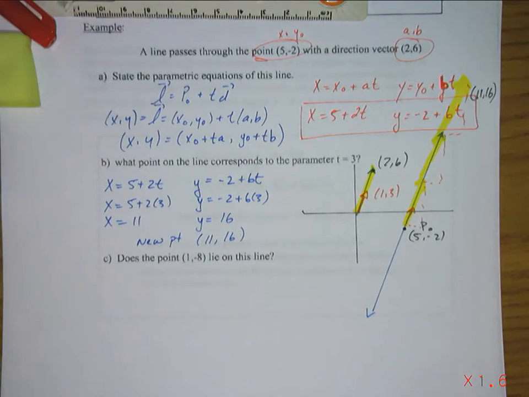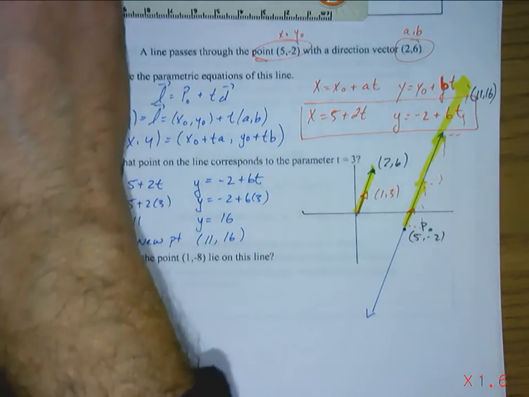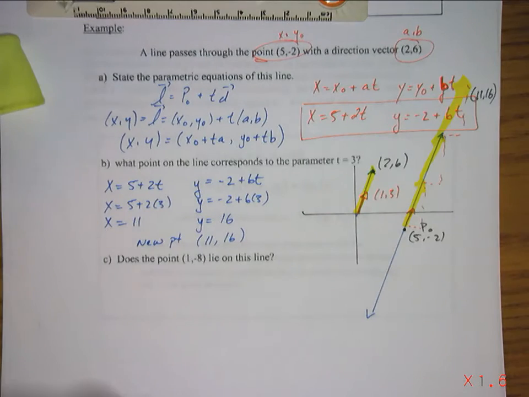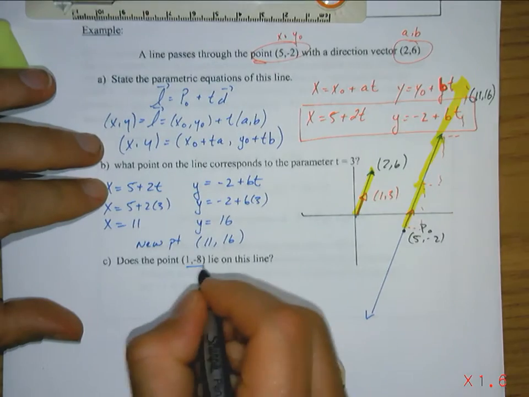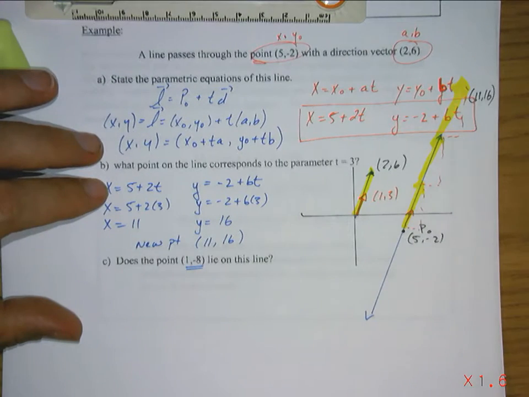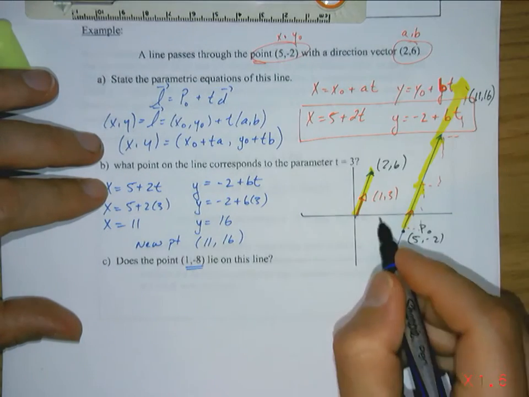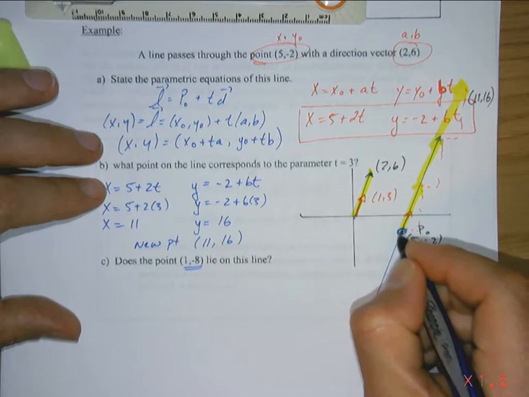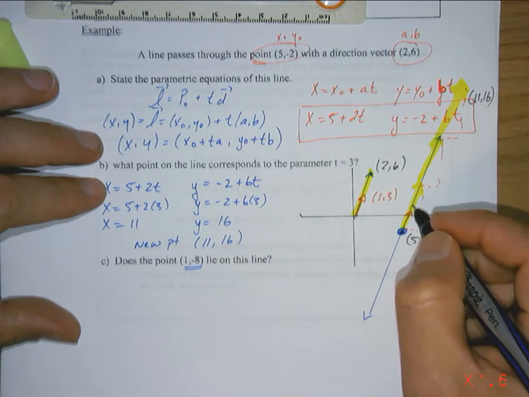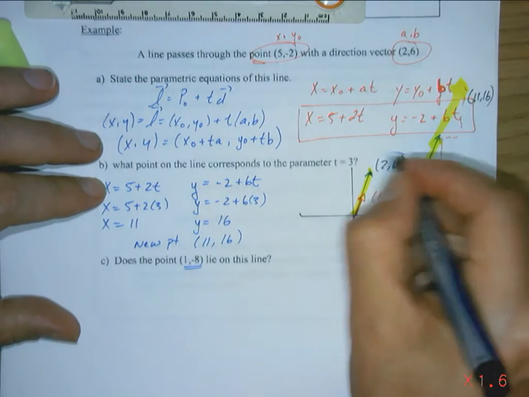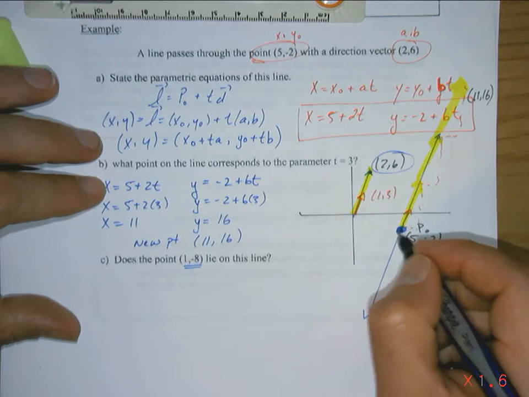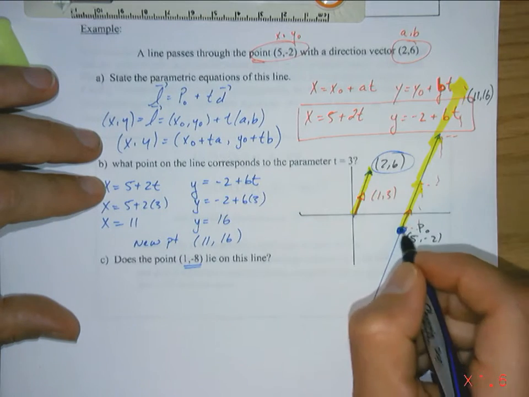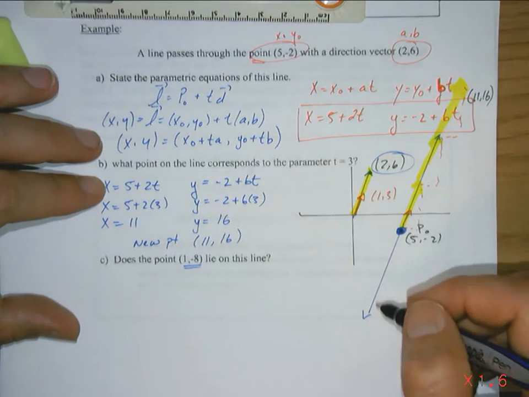Okay, does the point 1, -8 lie on this line? Well, that's a good question. There's a new point that they're giving us, and they're asking us, does 1, -8 lie on this line? Well, if it does, then I need to be able to get to that point using a certain number of d's. Okay, I need to be able to get from this point using so many d's.